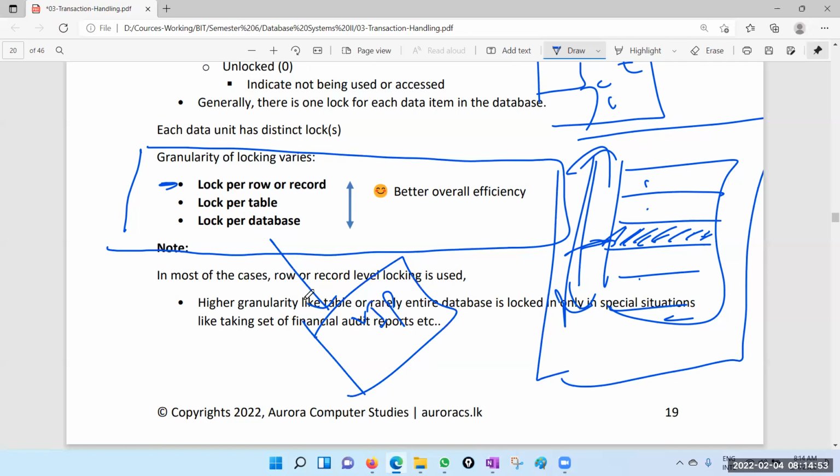So same thing, that is a lock per database. But in software engineering, we go for this one, lock per row or record, where others can operate so that things are happening very smoothly. Okay, right.